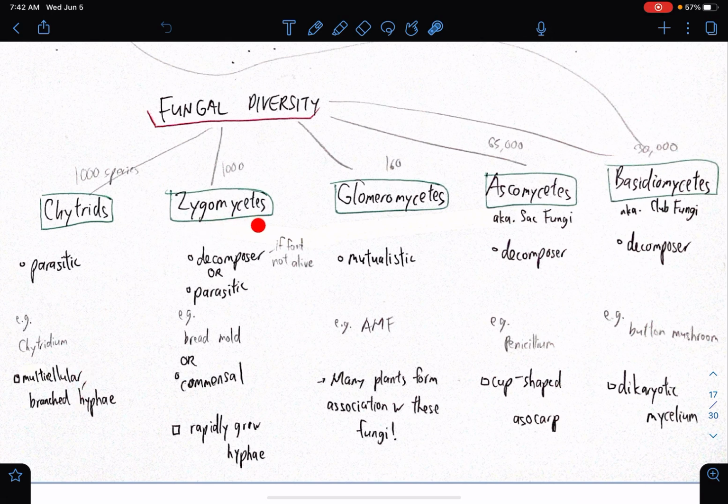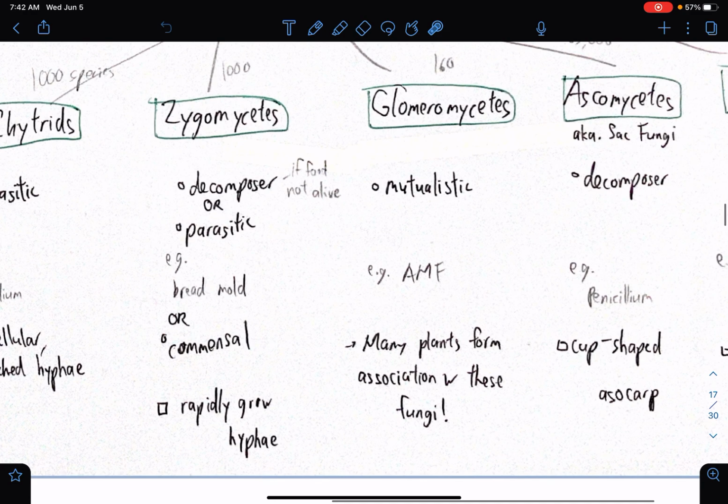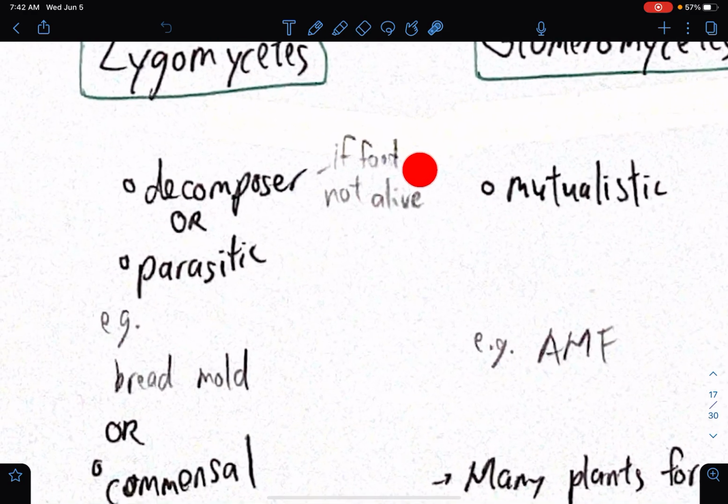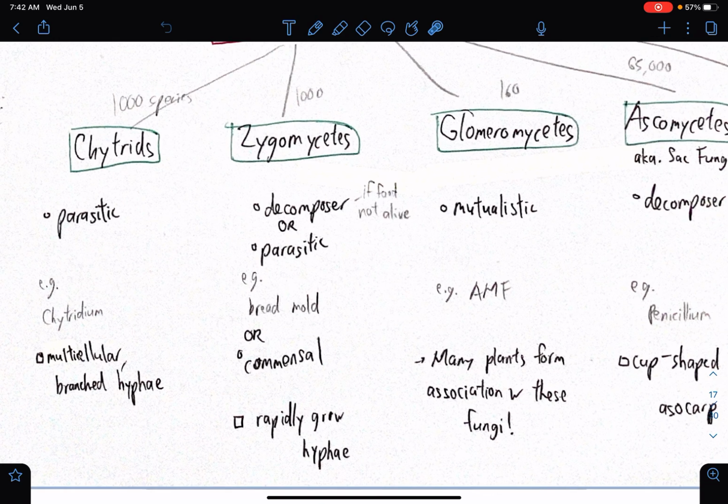For zygomycetes, we also have 1,000 species, just like chytrids. They are either decomposers or parasitic. If the food isn't alive, then they're decomposers, basically. They feed on dead matter. An example is bread mold or commensal. They have a feature such that they rapidly grow hyphae.